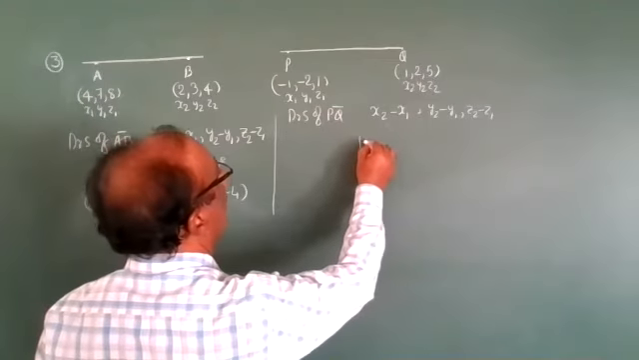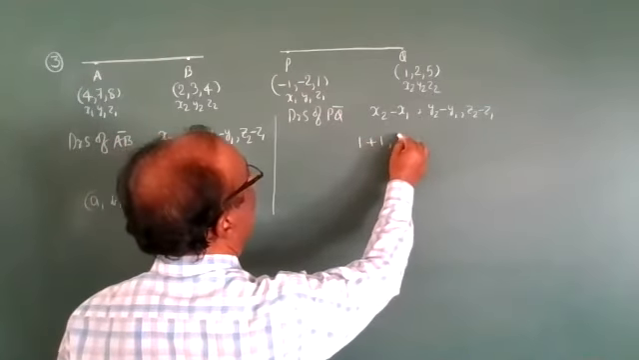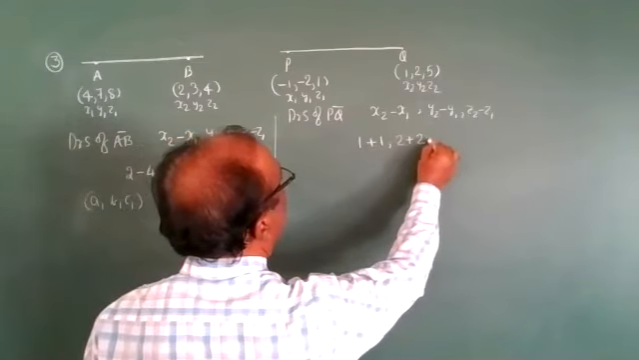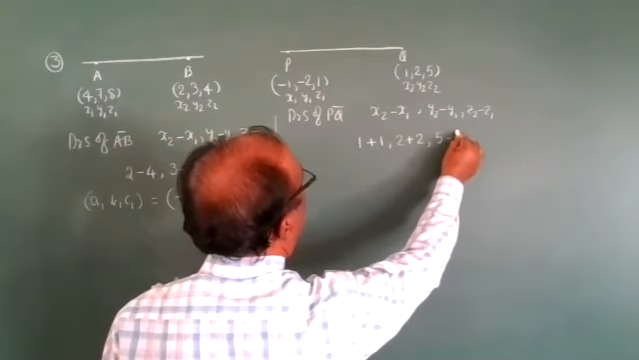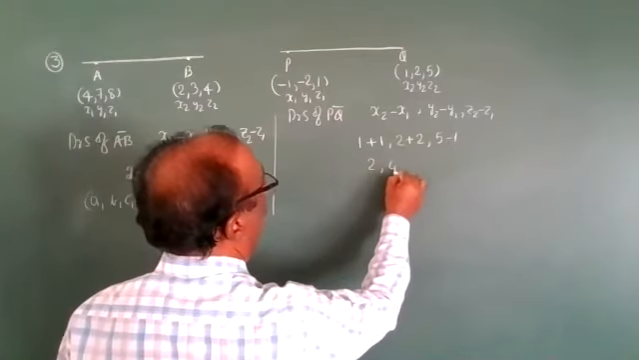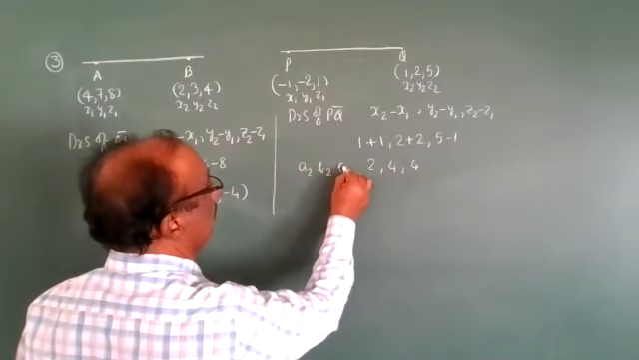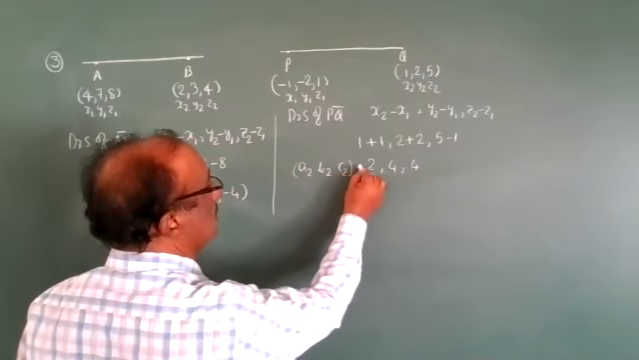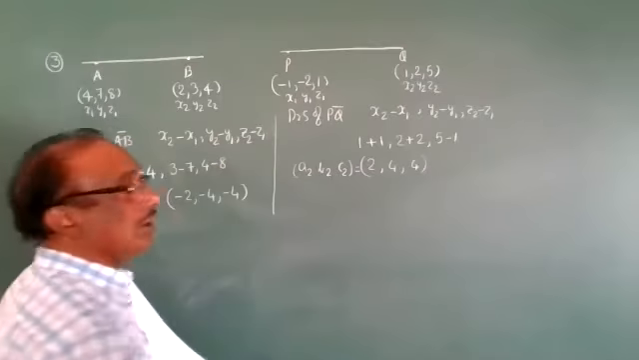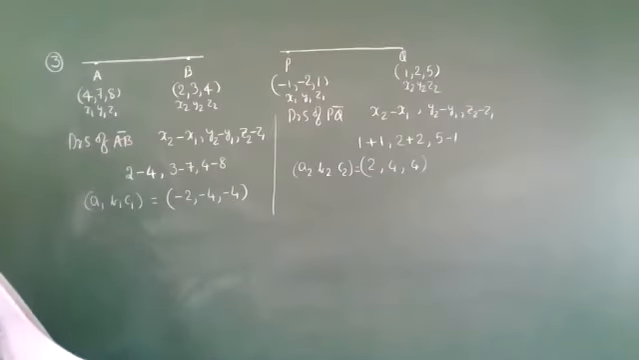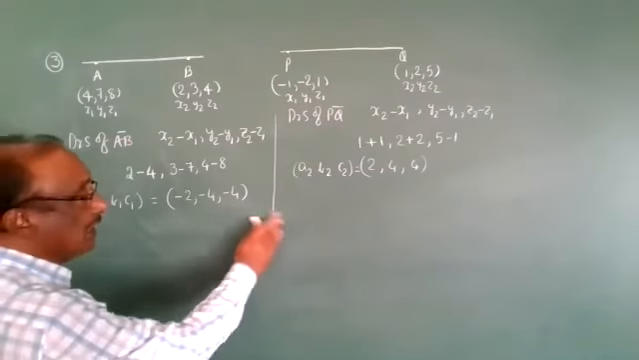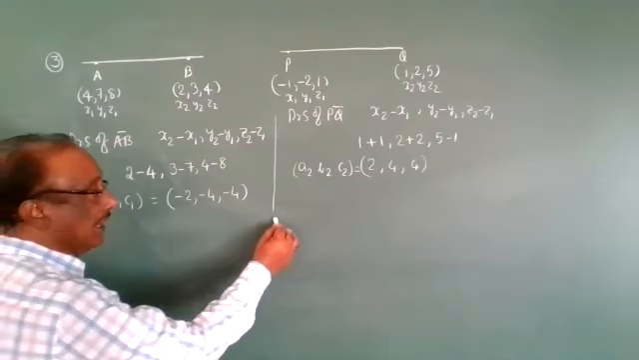X2 is the 1, X minus plus 1, 2 minus is the plus 2, 5 minus 1, 2, 4, 4. This is the A2, B2, C2. A2, B2, C2 is the 2, 4, 4. DRs of this one completed. Now if the ratios are equal, the two lines are parallel.